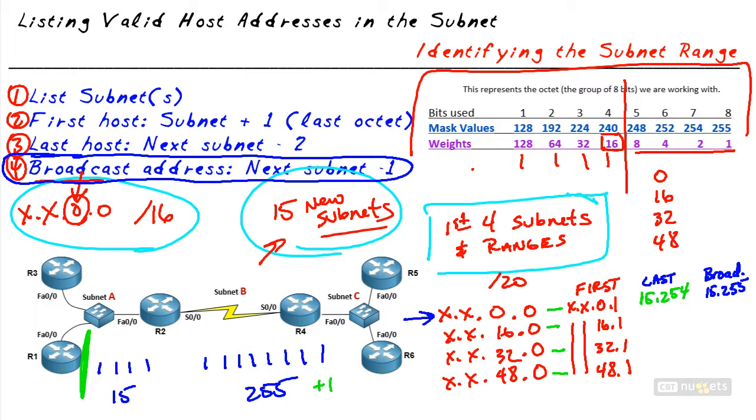Let's go ahead and do that same game again, and let's do it for subnet 32. And we can follow these exact steps. So on the 32 subnet, the first valid host is 32.1. The last valid host is going to be the next subnet, which is the 48 subnet -2. And -2 would be 47.254. And the broadcast would be 47.255. And then the next subnet, of course, is 48. So here's our first, here's our last, and here's our broadcast address for the subnet.